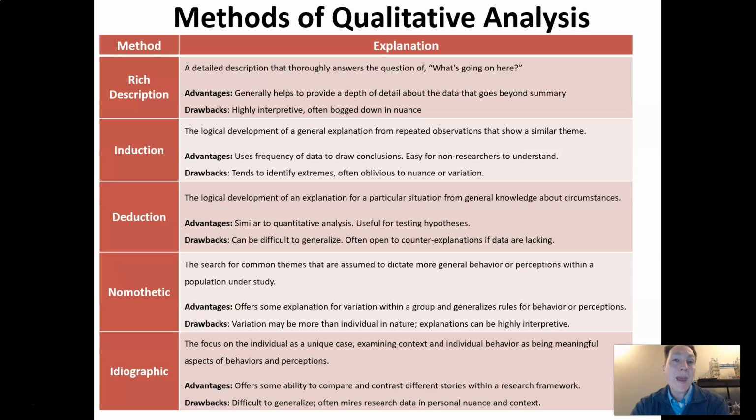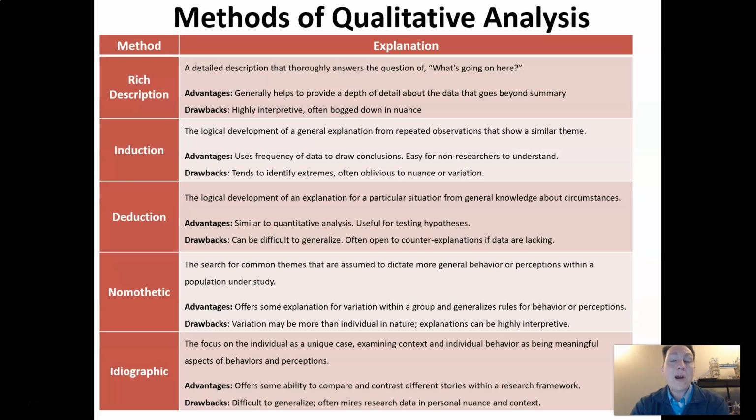So another tool that we might use in the same vein is deduction. Deduction is kind of like using a pair of binoculars, looking at things from far away and trying to think about what we think we're going to see and then trying to see if we actually see it. Deduction is the logical development of an explanation for a particular situation from general knowledge about circumstances.